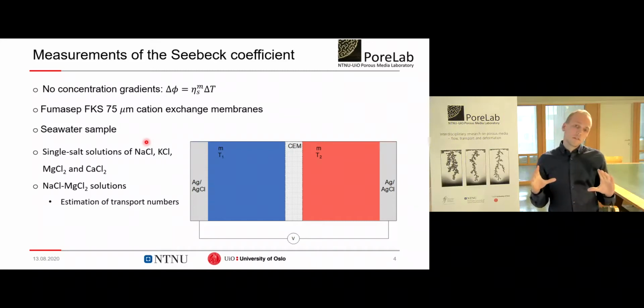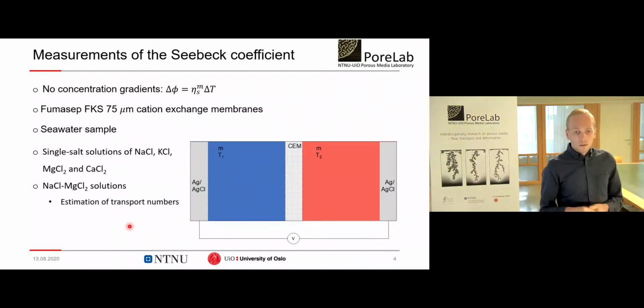And we have studied a sample of natural feed water and single salt solutions of the most abundant ions in seawater. So we have used solutions of sodium chloride, potassium, magnesium, and calcium chloride. And we have also looked at binary solutions of sodium and magnesium chloride. In this last binary solution experiments, we have also developed a method to estimate the transport numbers, which gives an indication of how the different ions contribute to the Seebeck effect.